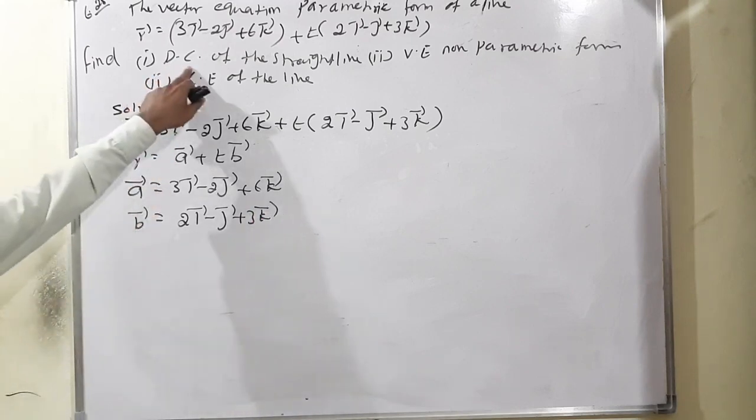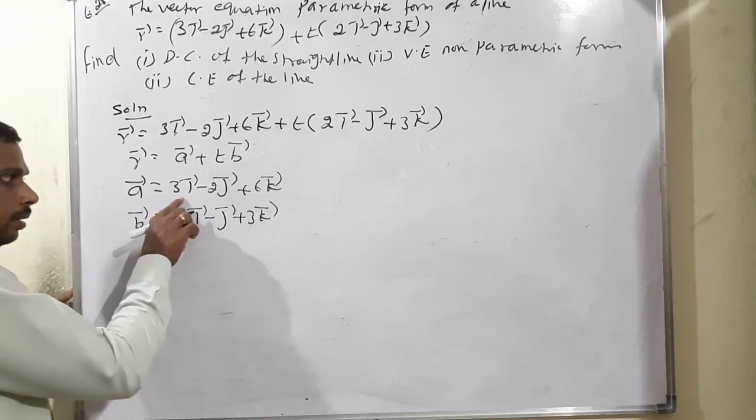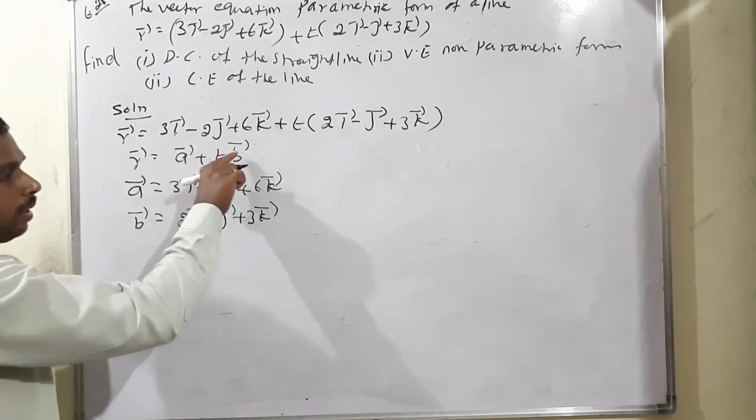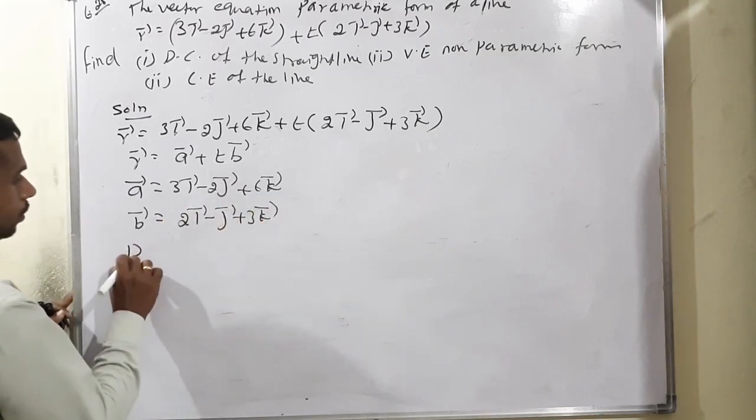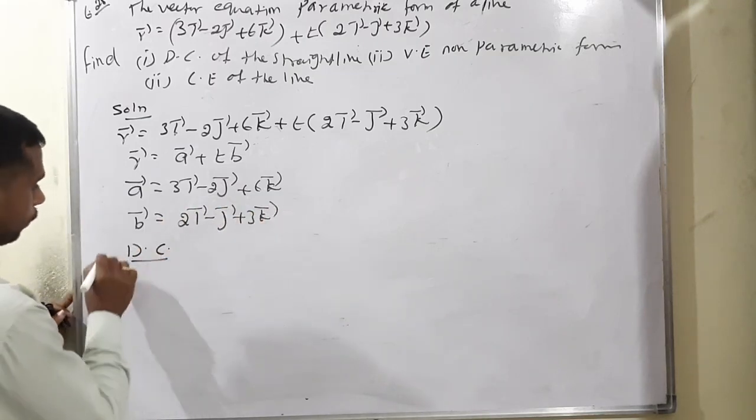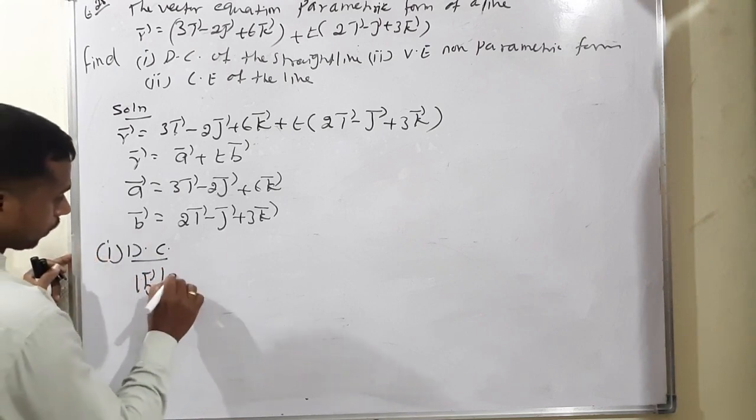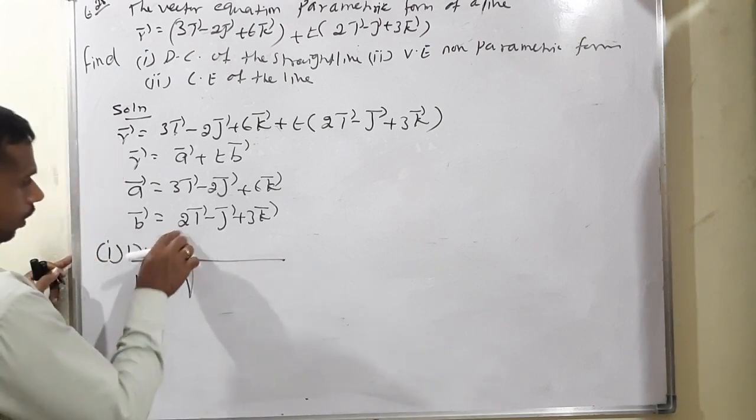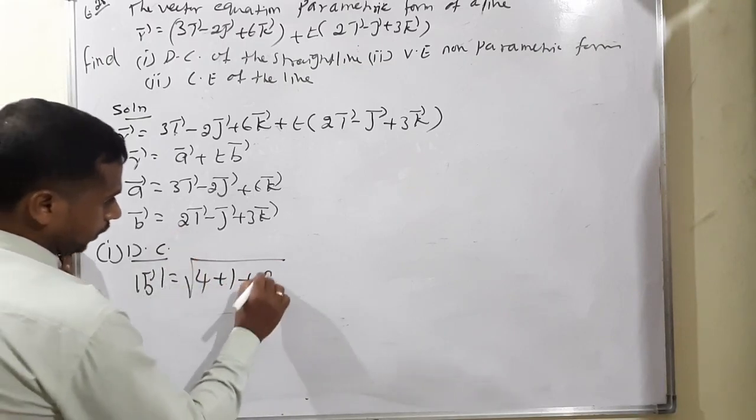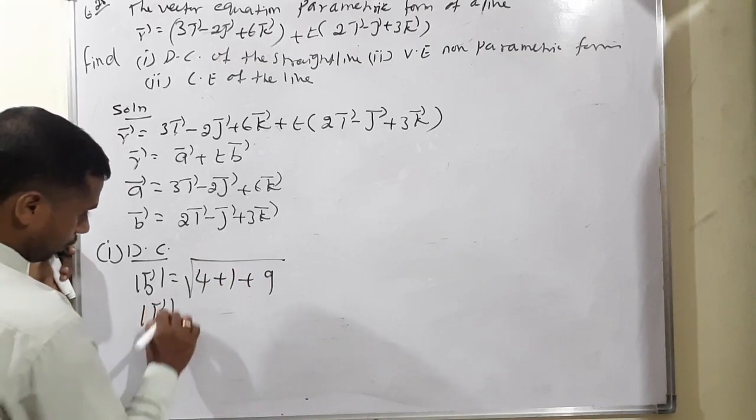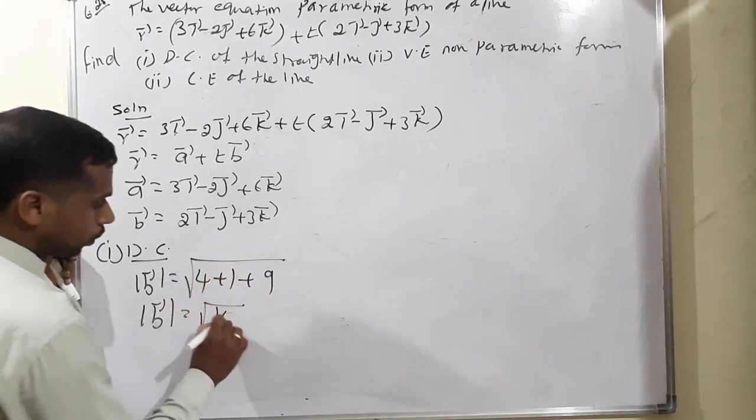The first one, we need direction cosines. Direction means definitely the b vector. We can say this is the direction of the path. So for direction cosines, first we have to find the modulus of b, which is the square root of 2 squared, 4, plus 1 squared, 1, plus 3 squared, 9. So modulus of b is the square root of 9 plus 4, 13, plus 1, which is 14.